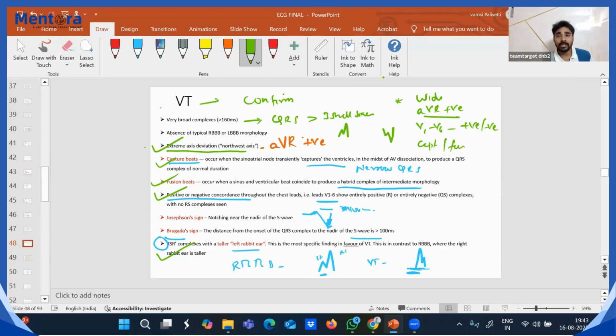If they are more excited with you, then they can ask what is Josephson's notch, what is Brugada sign, what is left rabbit ear. That's for theoretical things. But these 5 points are very important. This question was even asked in the JIPMER interview for SR. The first question they asked is how do you differentiate VT from SVT with aberrancy? This is the first question they got. So it is a very famous central institute question also.